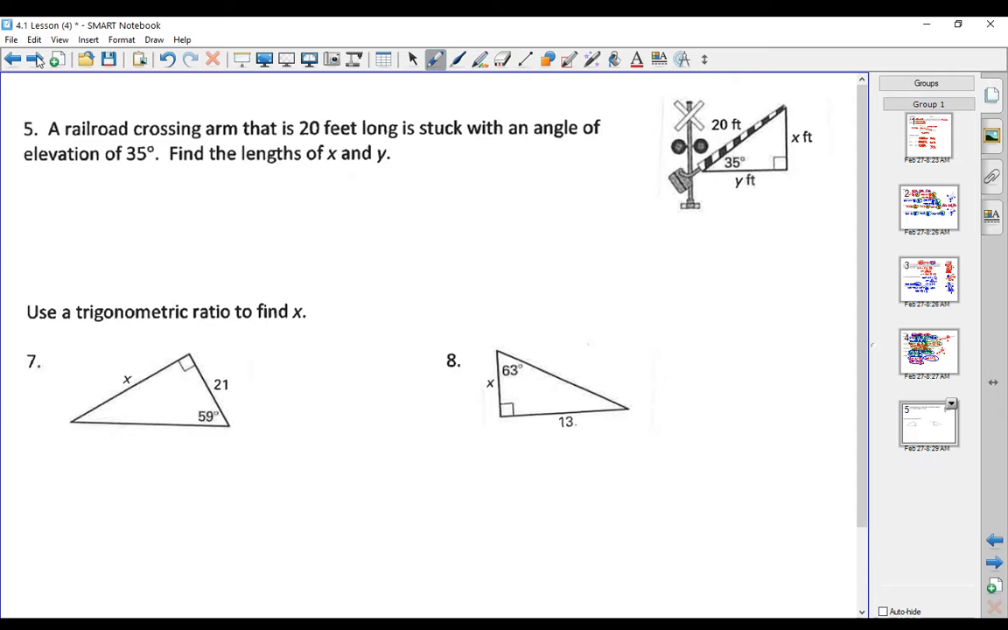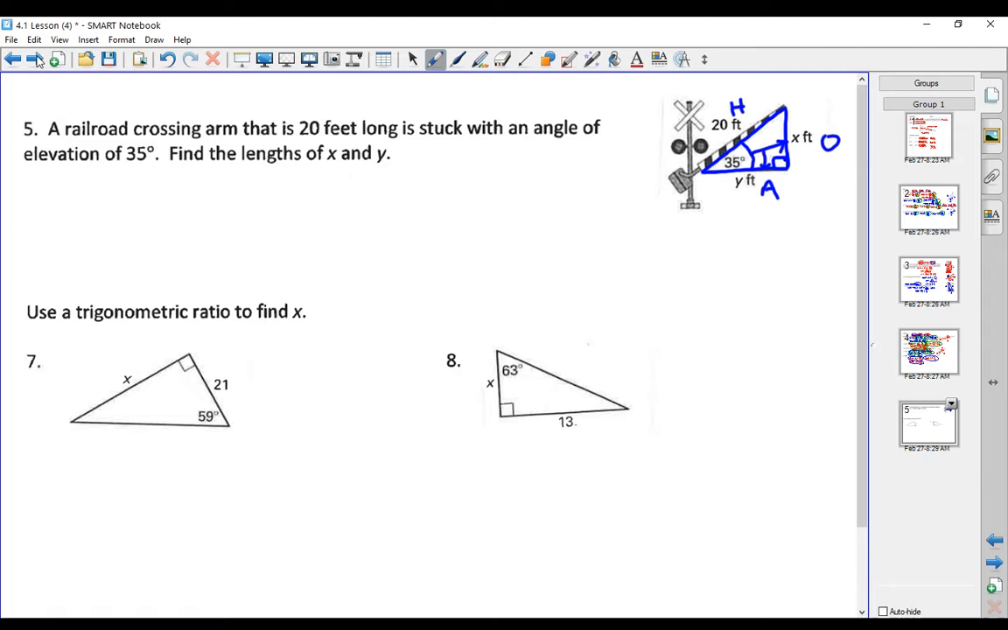Here's another application problem, this time about a railroad crossing sign. We have a right triangle here. Here's my right angle, so directly across from that would be my hypotenuse. This is the angle that I'm looking at, and it's looking at this side of the triangle, so that's my opposite. And this side down here is my adjacent. They want me to find both X and Y, so I'm actually going to have to do two problems here.